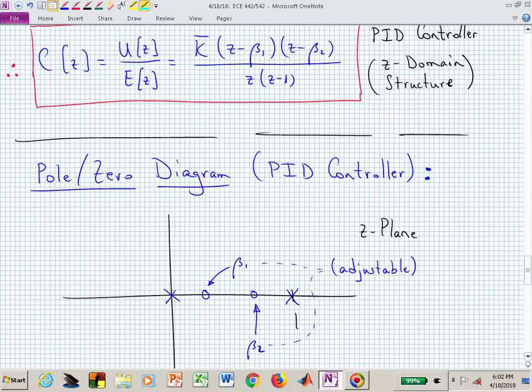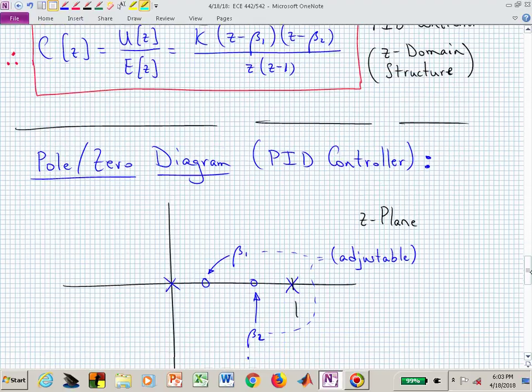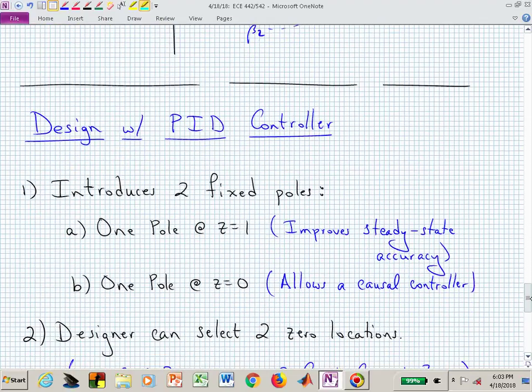But is it clear what you have if somebody says PID controller? You now have this structure either in the z-plane or in the transfer function. You have two fixed poles and two zeros that you can adjust. And I want to say that one more time.